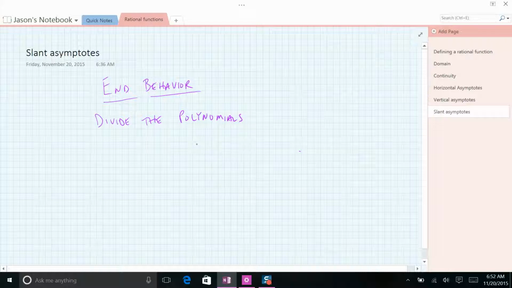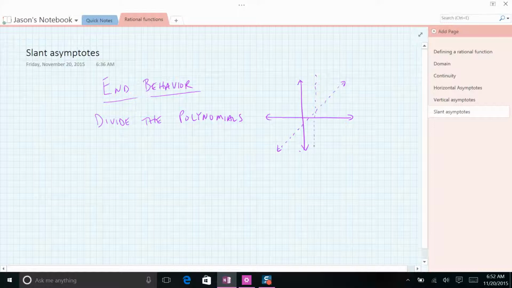But for slant asymptotes, we have an end behavior. What I mean by a slant asymptote is it's still a line, just like horizontal, except it's got a non-zero slope. So it's some line that's not horizontal. You could still have a vertical. So you might have a graph that looks something like this. This is an example of a rational function with a slant asymptote.